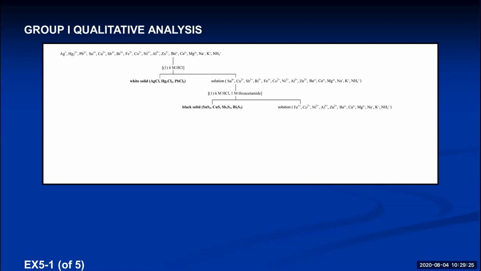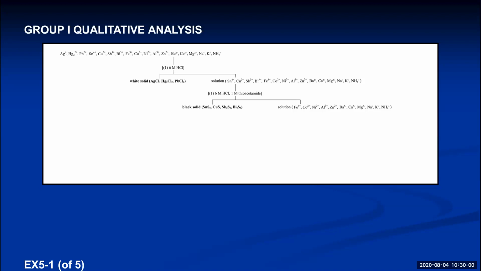So we've now broken down the remaining cations to a smaller subset, and that black solid of SnS, CuS, Sb2S3, and Bi2S3 can now be analyzed for each of the individual cations, and that particular experiment will be our experiment based upon qualitative group 2. Those cations make up qualitative group 2. What's on the right side of the bracket are all of the cations now that did not initially precipitate with just HCl and did not precipitate with HCl with thioacetamide.